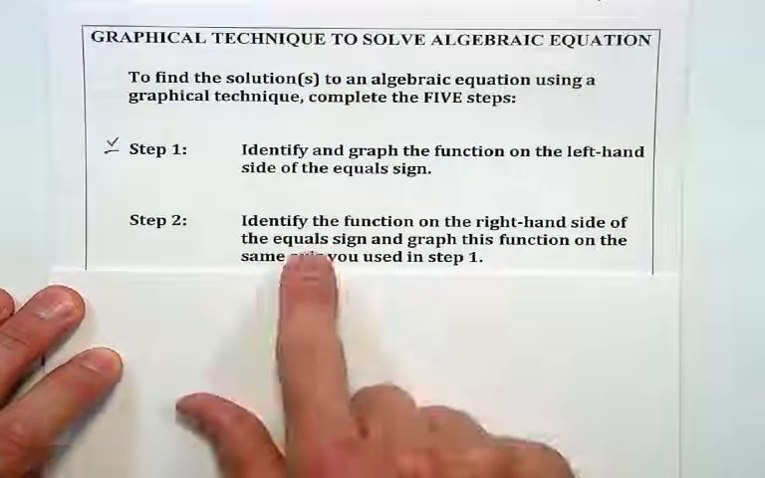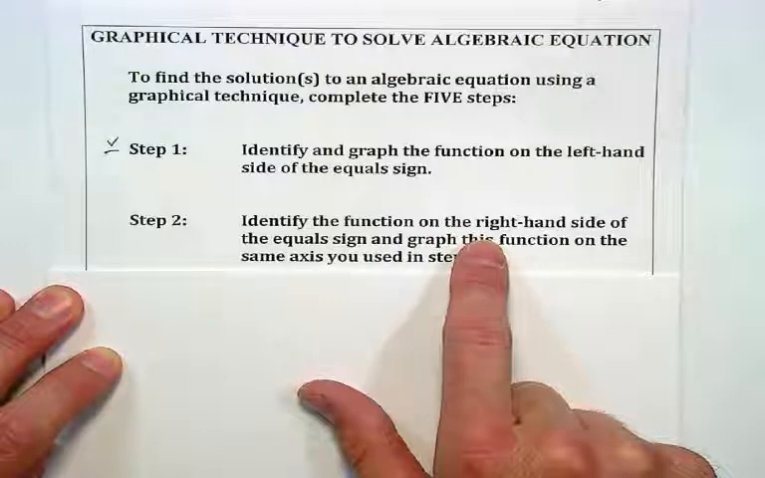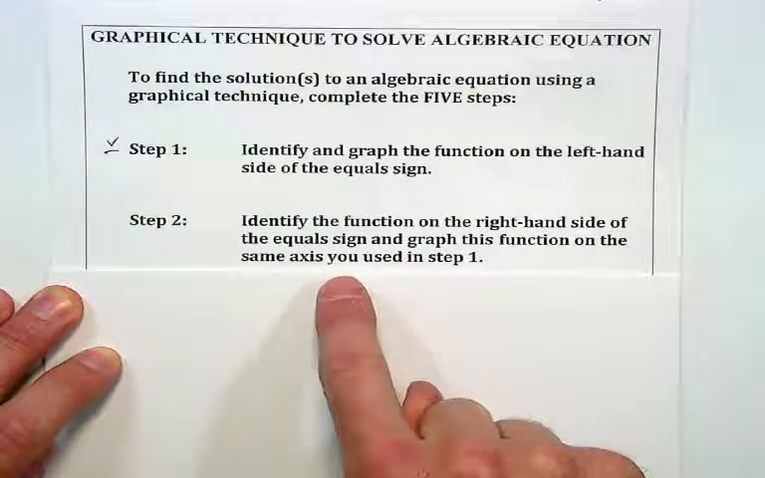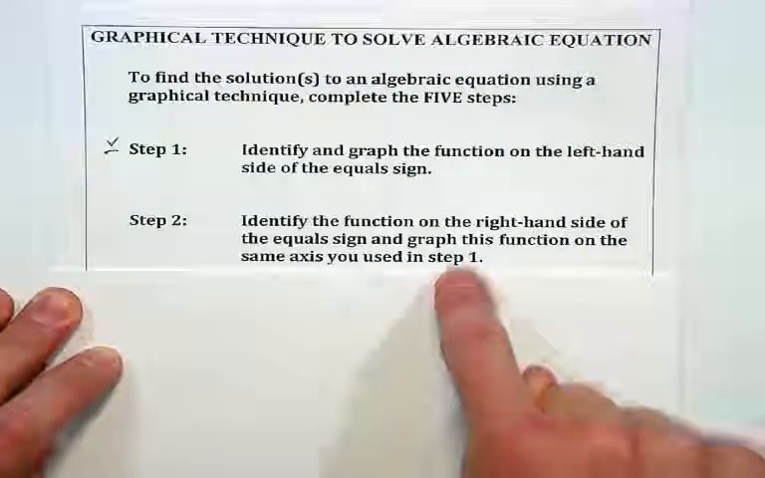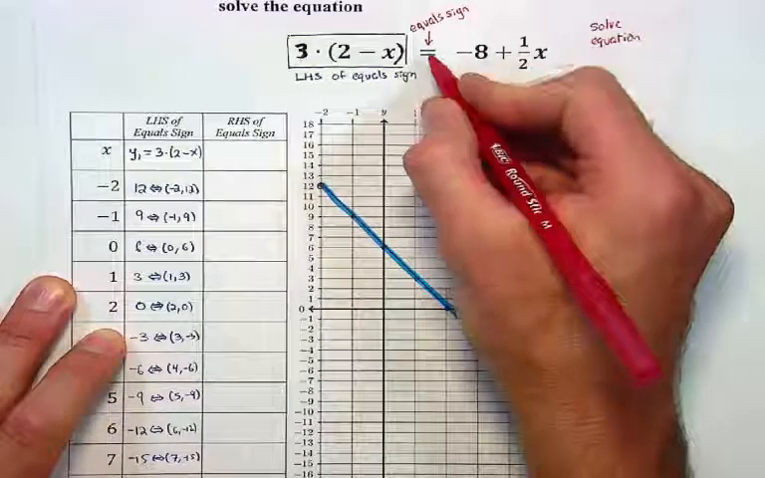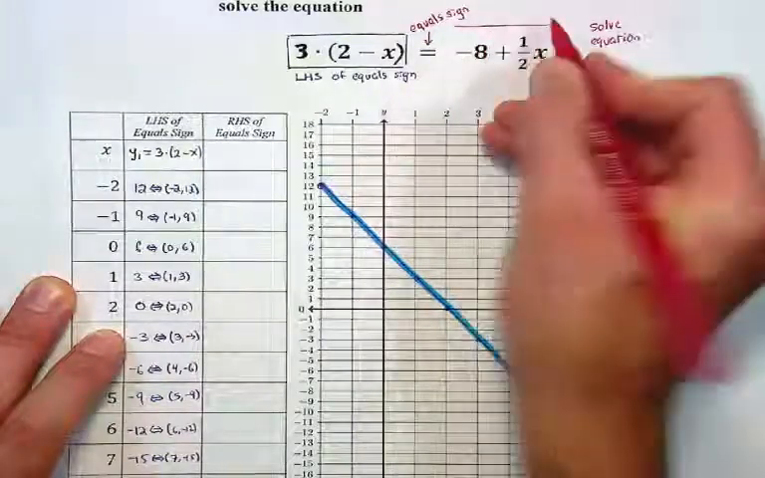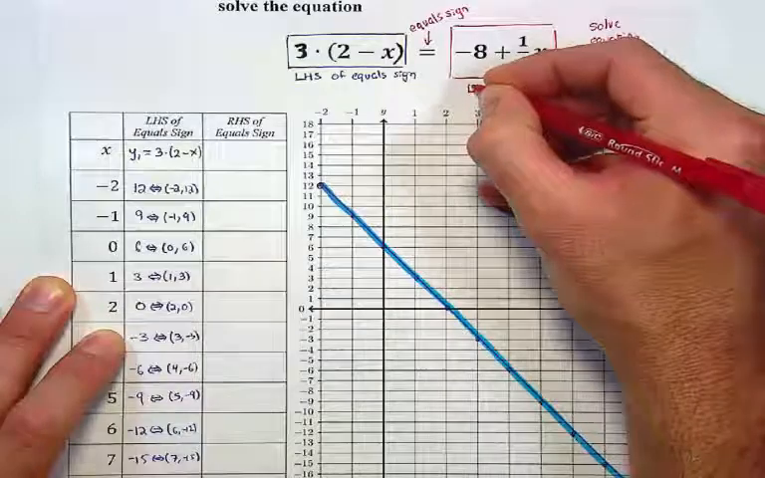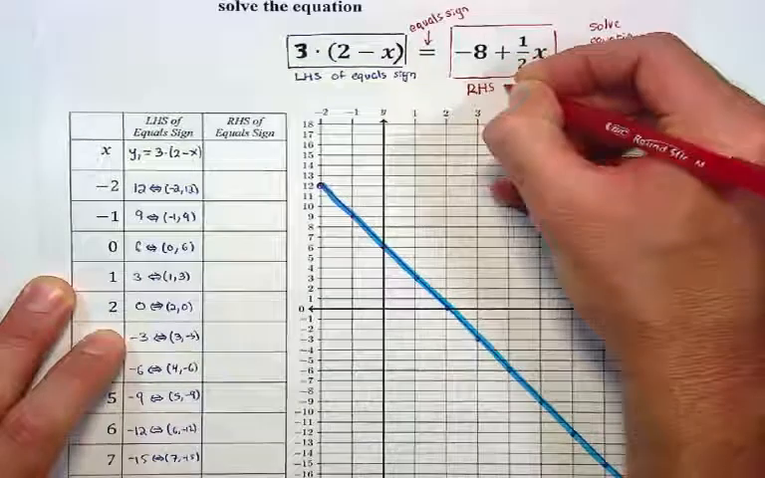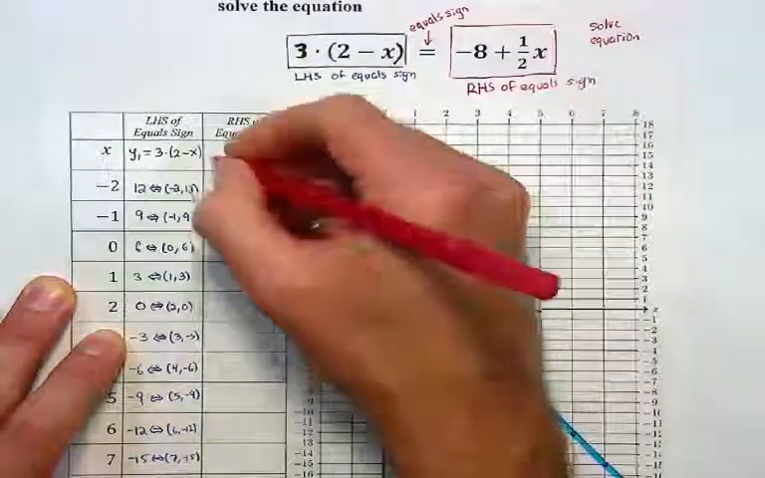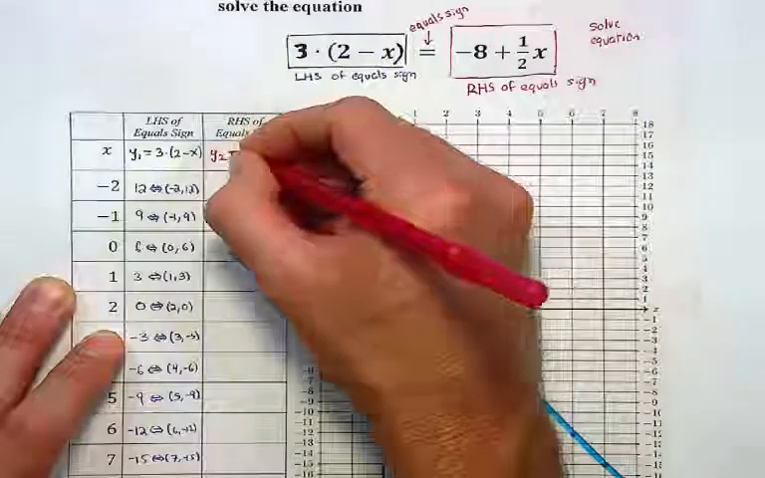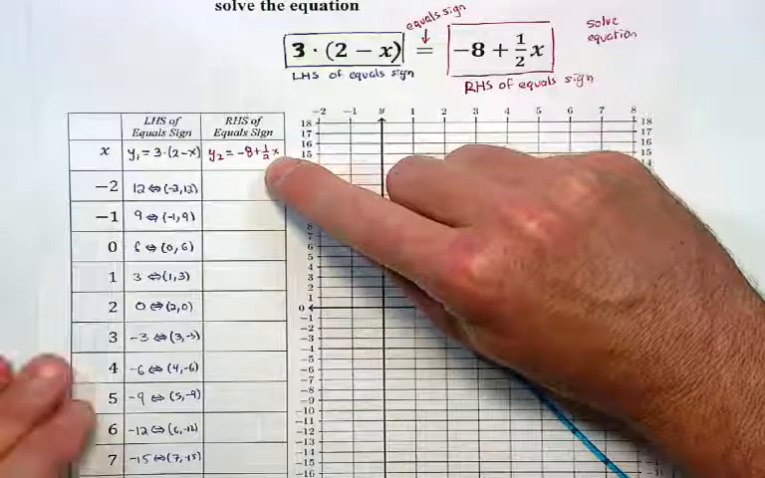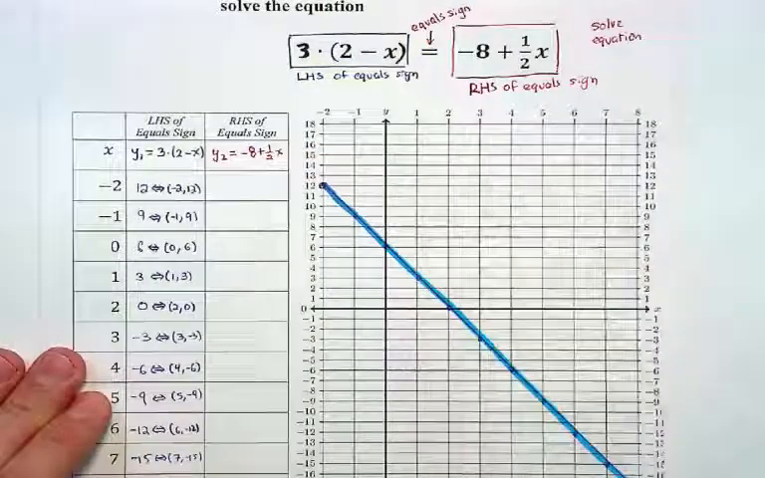Now we're going to identify the function on the right-hand side of the equal sign, and then we're going to graph this function on the same axis we used in step 1. Here we return to our equation. Here's the equal sign. We see this expression here is going to make up what we call the right-hand side of the equal sign. And in this case, we're going to go ahead and graph that using this definition. Once again, we have a choice to feel pain or to be strategic. Let's be strategic and use technology.